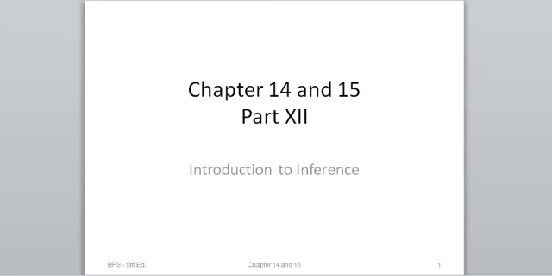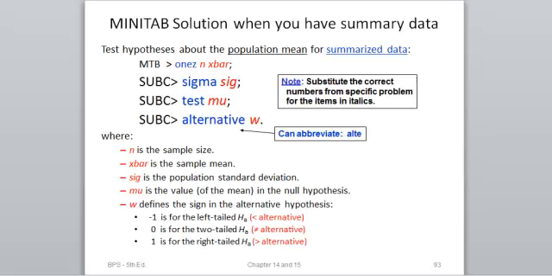Welcome back to the Introduction to Inference, Part 12. We're going to start off with looking at the Minitab commands that will help us find the p-value for our hypothesis tests. Right here you see the different lines of the command to do this. On the first command line, we put 1z, that's one word, test. In other words, one sample z tests.